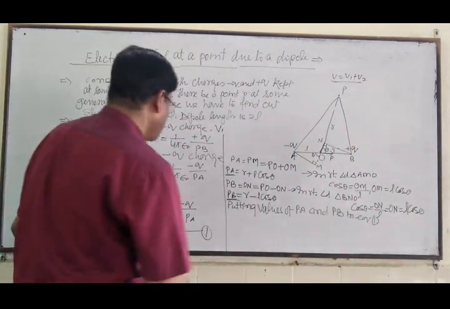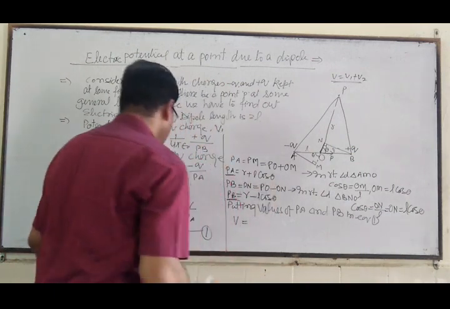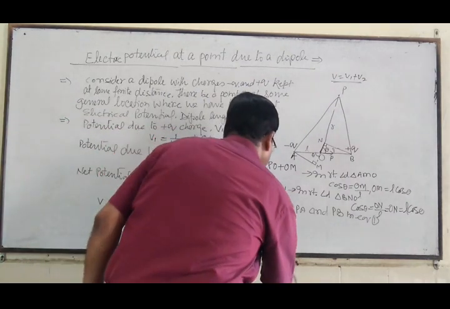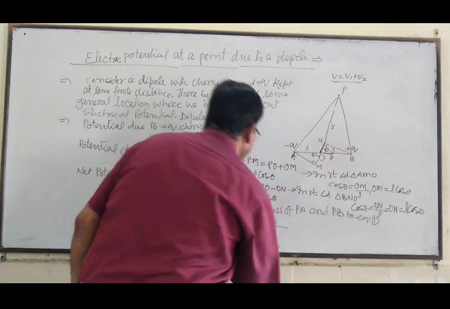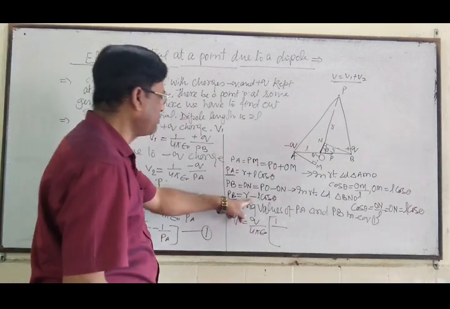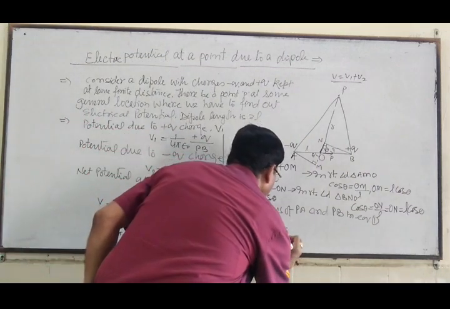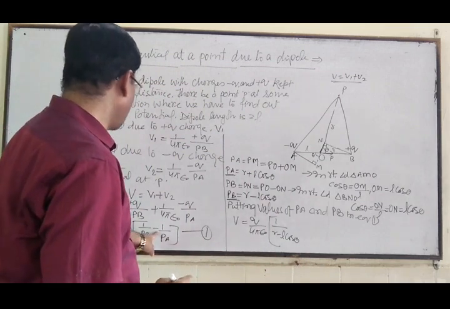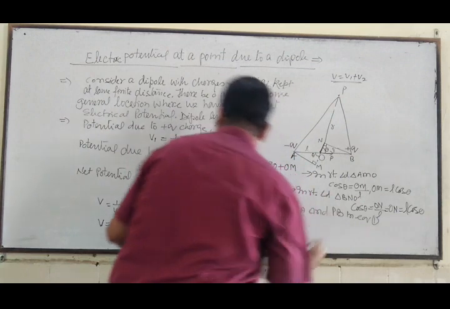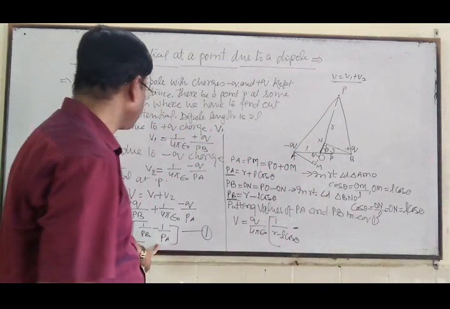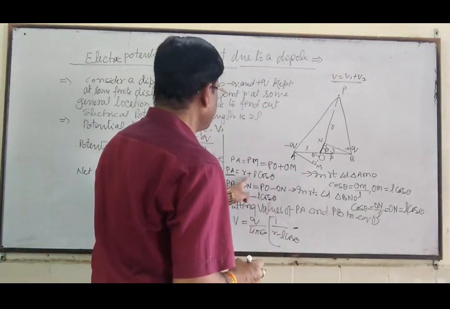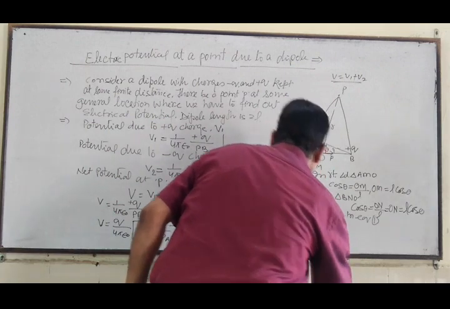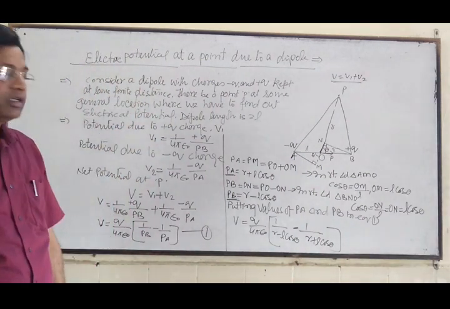In equation 1, you will get V is equal to Q upon 4 pi epsilon naught, 1 upon PB, the value of this PB here is R minus L cos theta, minus 1 upon PA, the value of PA is R plus L cos theta. Up to here you understood? Then we will solve this.